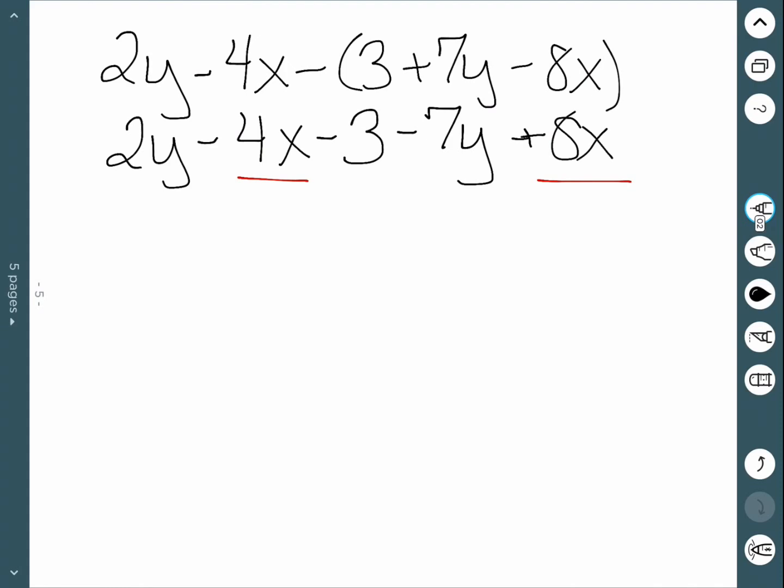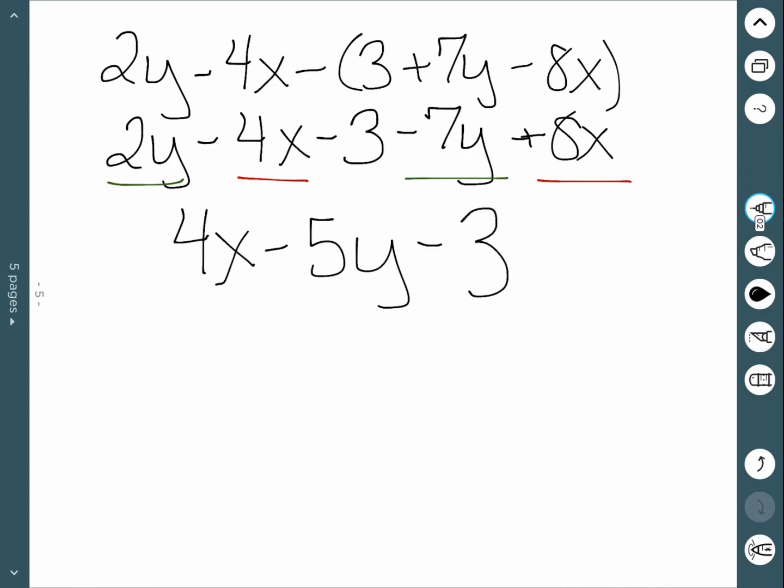If I start with the x's, I notice I have a negative 4x and an 8x, and negative 4 plus 8 is 4. Next, we look at the y's, and I have a 2y and a negative 7y. So 2 minus 7 is negative 5. And then finally, I have this negative 3 term that doesn't have any variables. And now this is as simplified as we can get it. It's important to know that the 4x and the negative 5y won't combine, since those are actually two different variables that represent two different things.